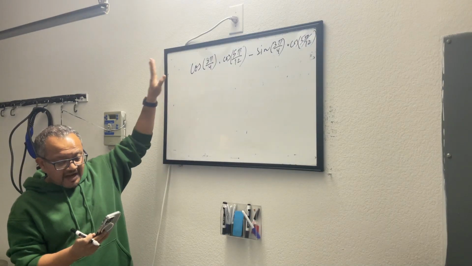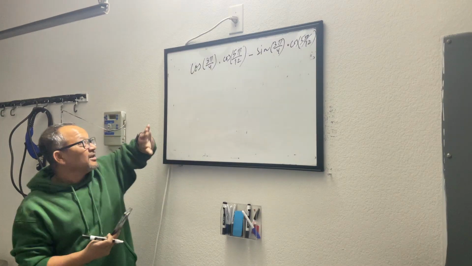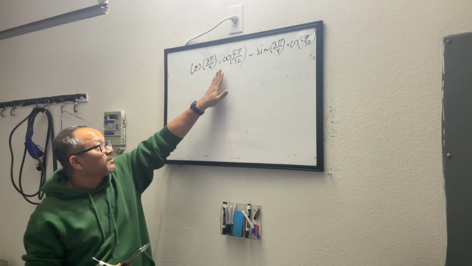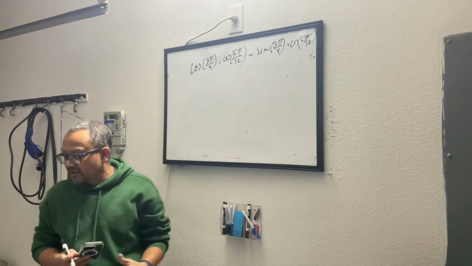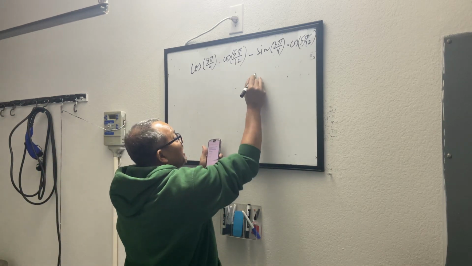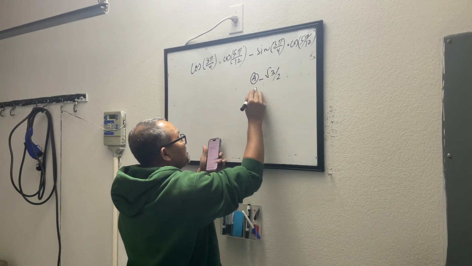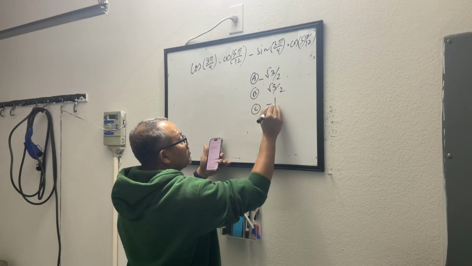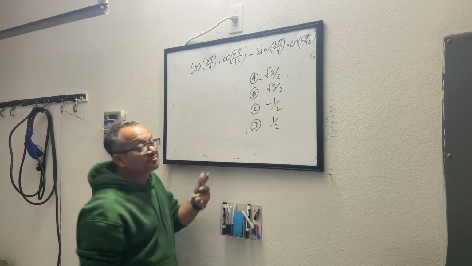It says find the exact value of the expression without a calculator. See, now there is a caveat. You have to find out cos of 3 pi over 4 times cos of 5 pi over 12 minus sine of 3 pi over 4 times cos of 5 pi over 12 without using a calculator. And then you are given the options. Option A is root 3 over 2 minus. Option B is root 3 by 2. Option C is minus 1 by 2. Option D is 1 over 2.